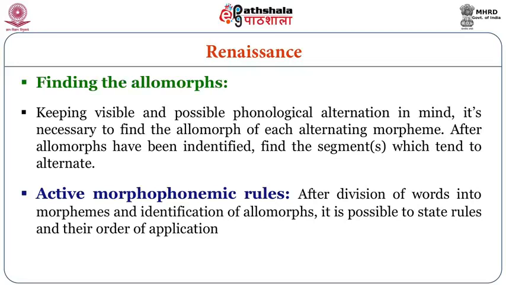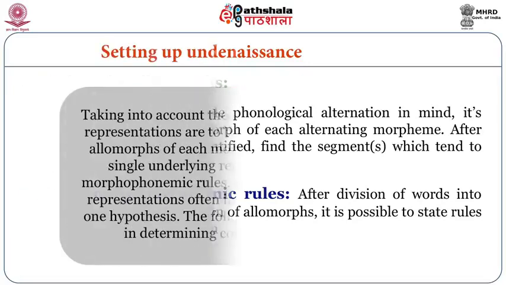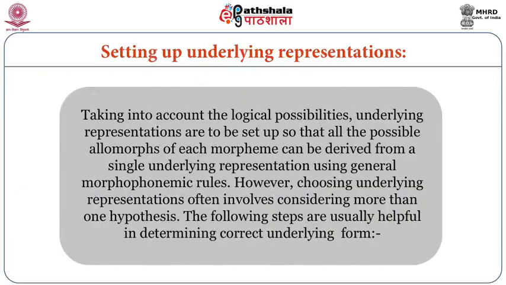After division of words into morphemes and identification of allomorphs, it is possible to state rules and their order of application. Taking into account the logical possibilities, underlying representations are to be set up so that all the possible allomorphs of each morpheme can be derived from a single underlying representation using general morphophonemic rules. However, choosing underlying representations often involves considering more than one hypothesis. The following steps are usually helpful in determining the correct underlying form.